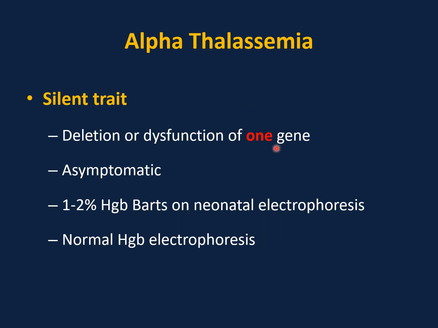If we have 1 gene deletion in cases of alpha thalassemia, this will be known as silent trait. So it is asymptomatic. If you do neonatal electrophoresis, you may see 1 to 2% of hemoglobin Bart. If you do it later on after birth, the hemoglobin electrophoresis will be normal.